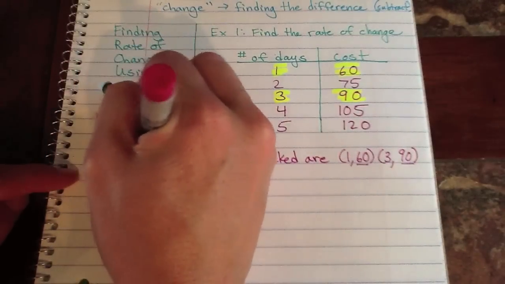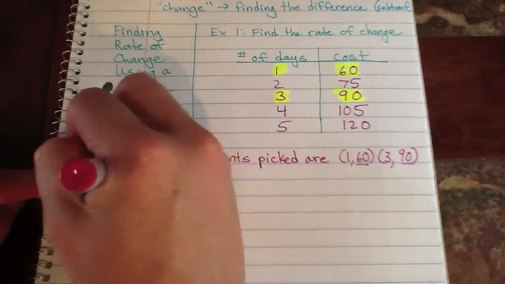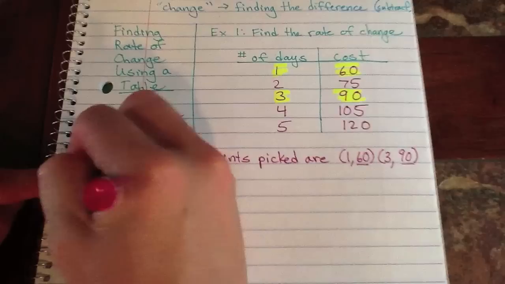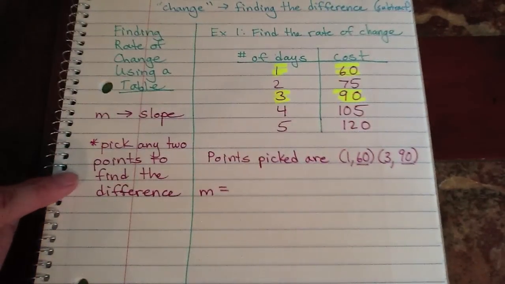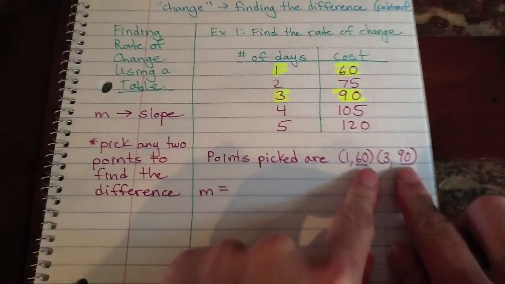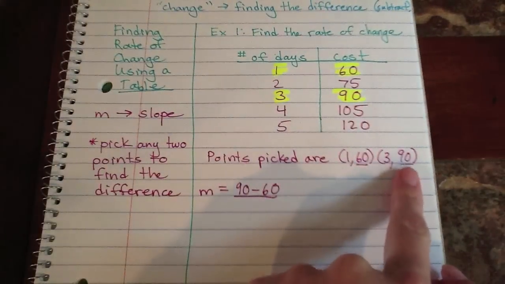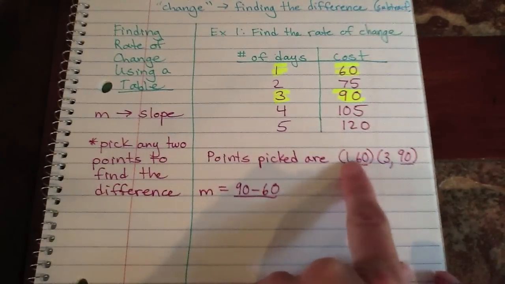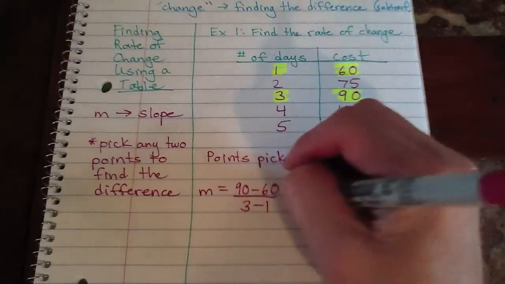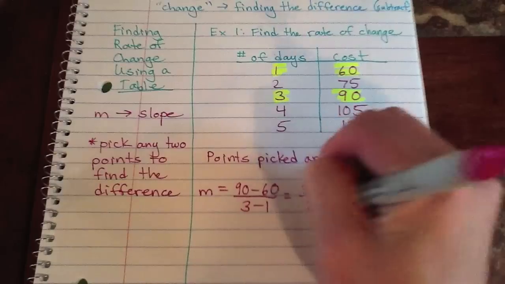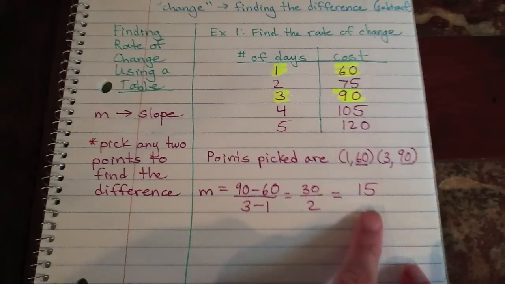Pick any 2 points to find the difference. So now I'm going to go ahead and find my difference here. 90 minus 60 divided by, because I chose 90 first, I have to choose 3 first. 3 minus 1. And once I do that, I get 30 over 2, which is 15. So my rate of change here is 15.